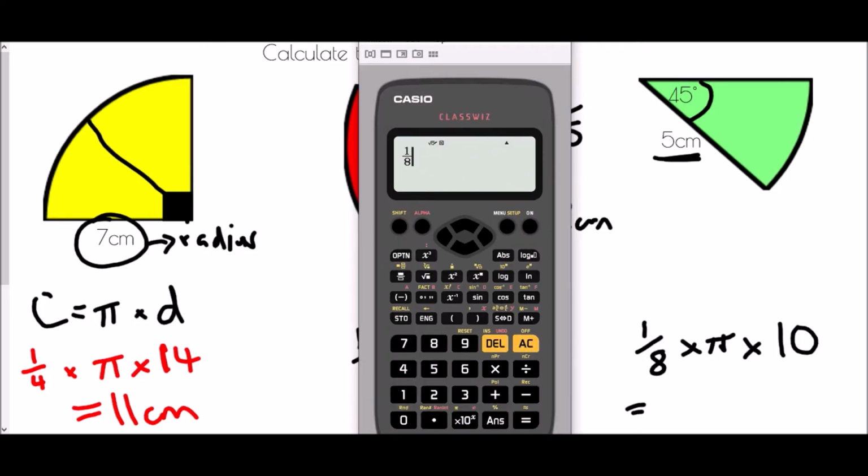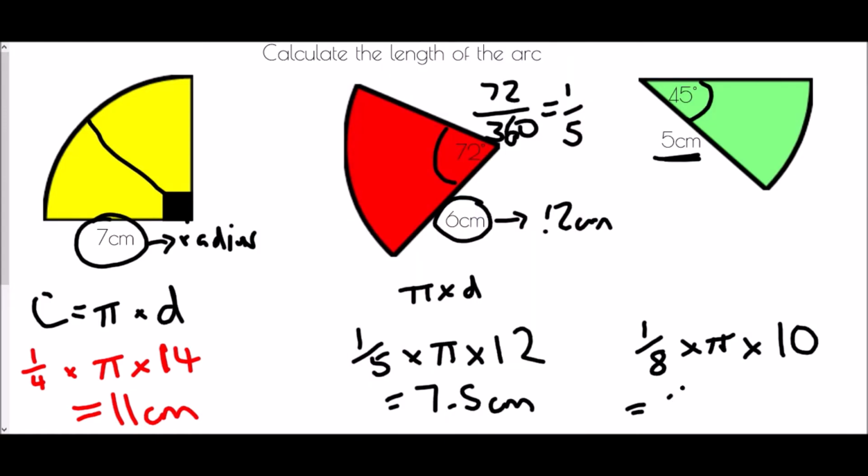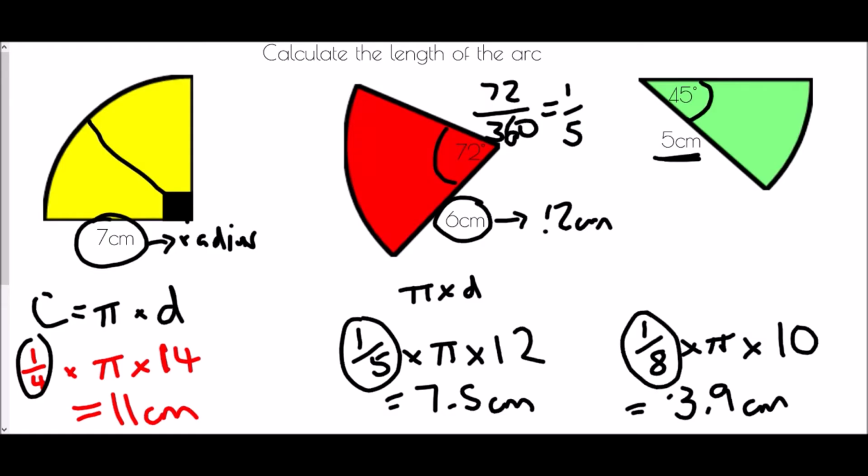1/8 times pi times 10. And that is 5/4 pi, which would be, to one decimal place, 3.9 centimetres. Now, in this case, I have used a quarter for a 90-degree angle, I've used a fifth for a 72-degree angle, and I've used an eighth for 45 degrees. And that's because I'm able to work out what proportion of a circle that is.